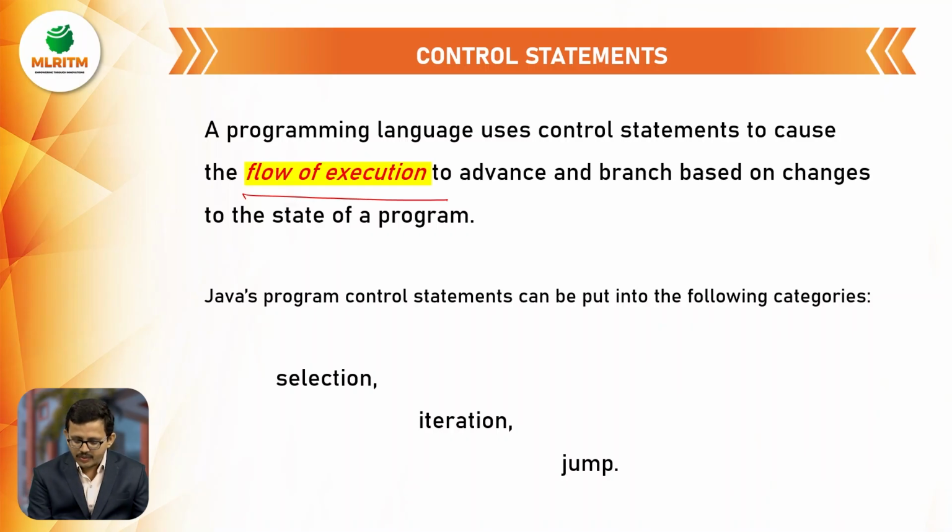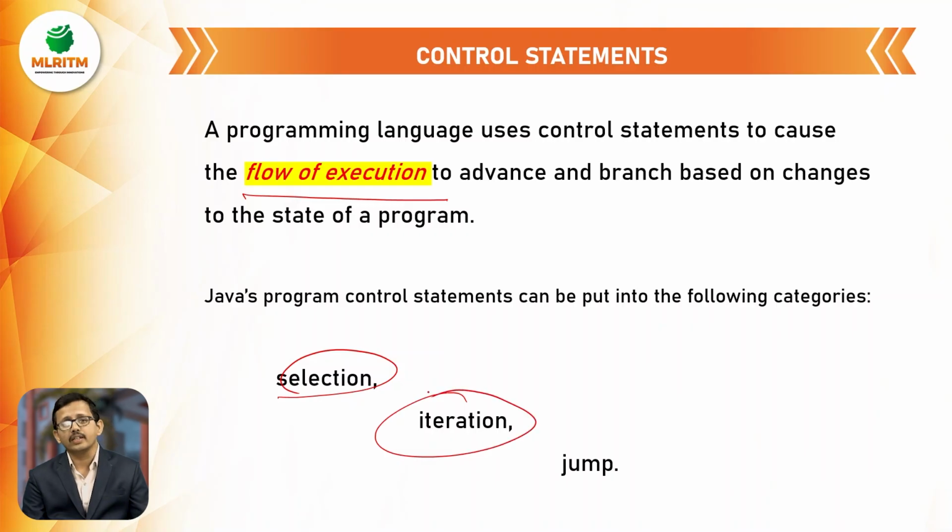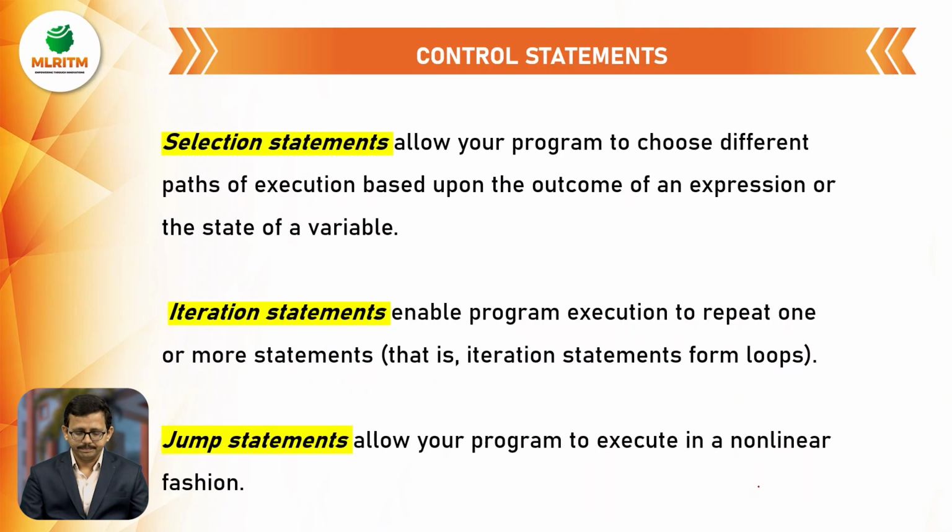So Java program control statements are put into three categories. The first one is selection, where we are going to select. Next, iteration, or as we also call it, loops. And next we have the jump statements. So let us see them one by one.